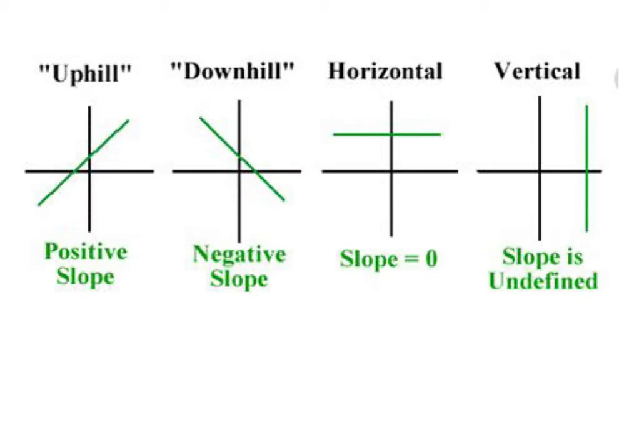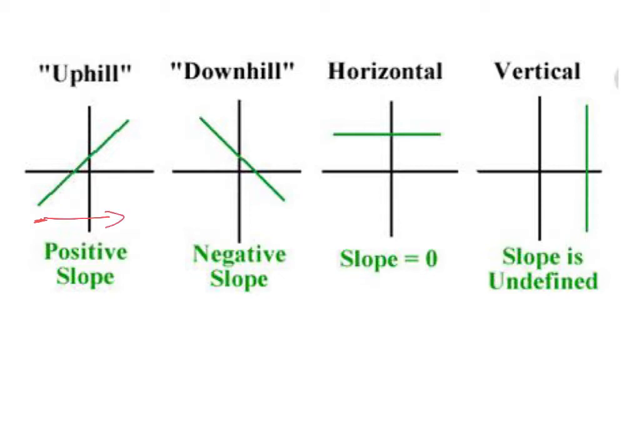If we're just looking at a line on a graph, we can tell if it's a positive slope, a negative slope, if the slope is zero, or if the slope is undefined. We're always thinking about going from left to right because we read from left to right. So we're going from the left side, meaning here, and we go towards the right.